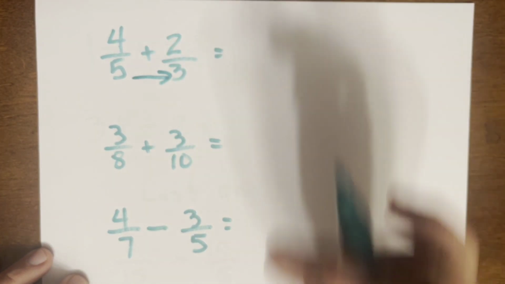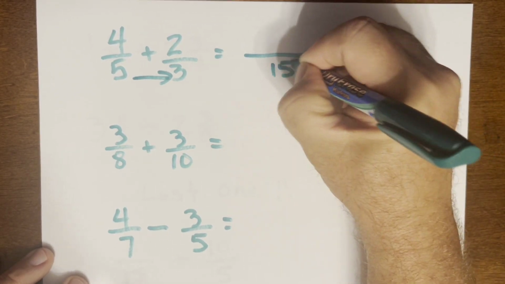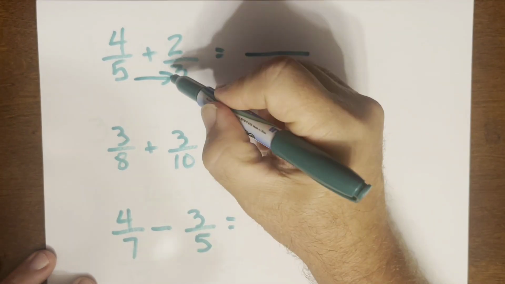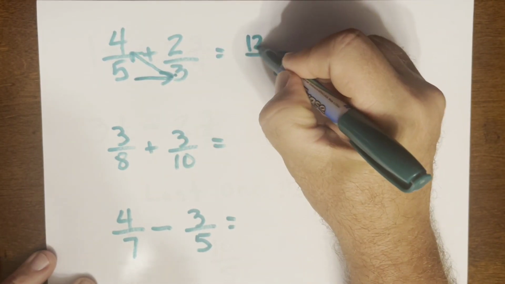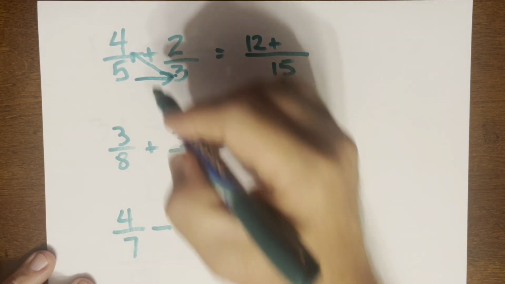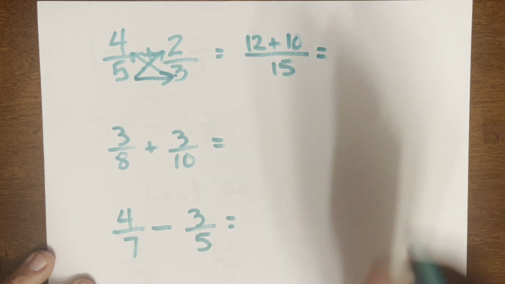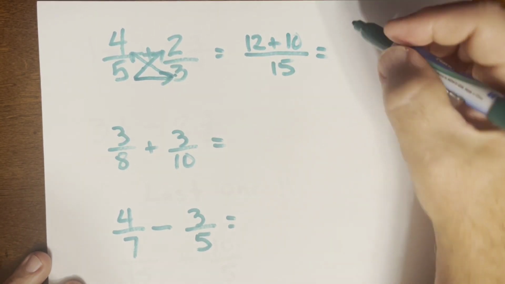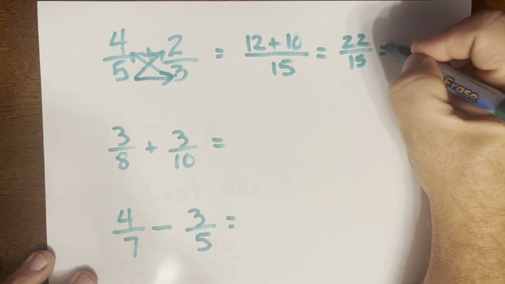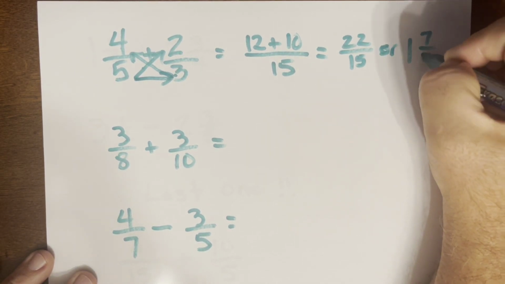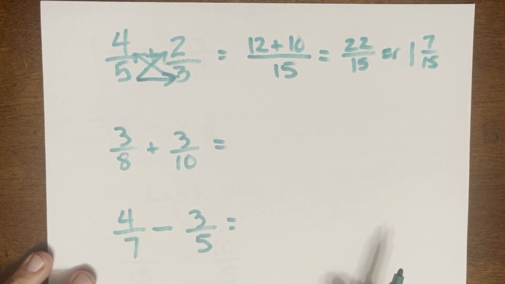I'm going to take the bottom and multiply it. So 5 times 3 is 15. Now, I'm going to take this 3 and multiply it up here. So 3 times 4 is 12. Then I'm going to take this 5, multiply it to 2. 5 times 2 is 10. So now, 12 plus 10 is 22 over 15, or we have 1 7/15. And the way I do that, 15 goes into 22 one time with a remainder of 7.